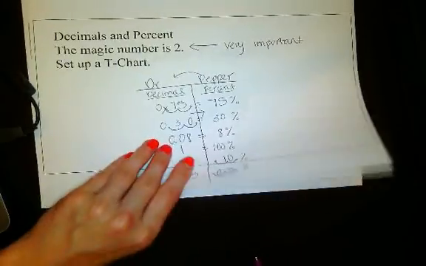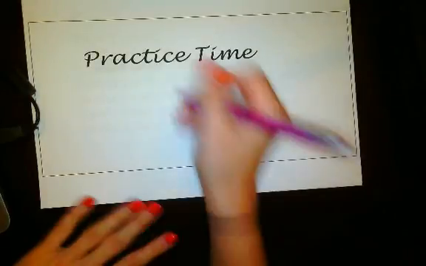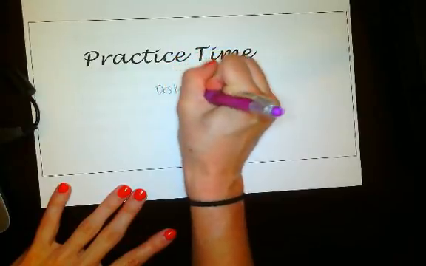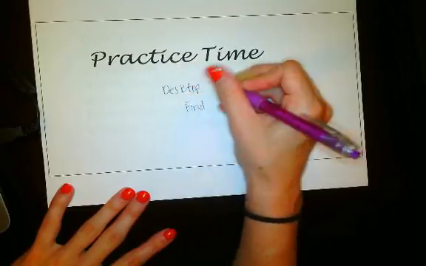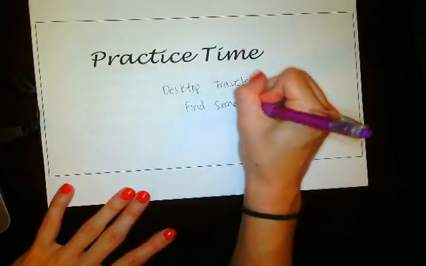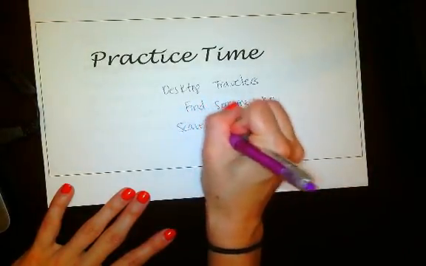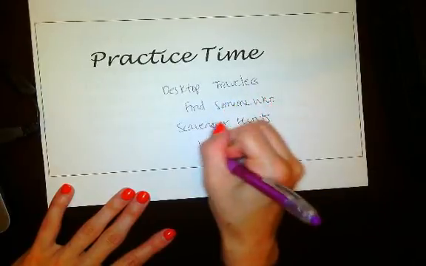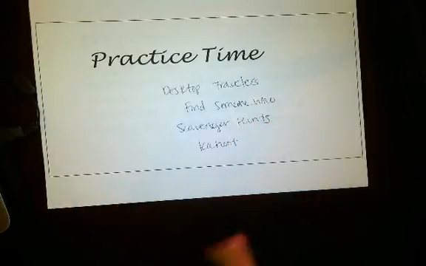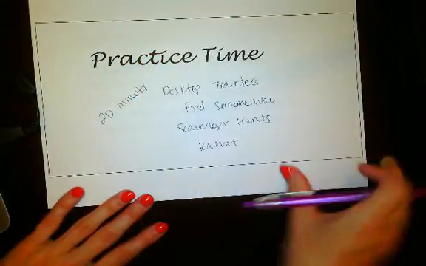Alright, so at this time I would practice. I have desktop travelers to go with this topic to get them up and moving. Find someone who. Scavenger hunts. Kahoot. You want to know who knows what they're doing and who doesn't. I would give them about 20 minutes to practice if you have the class time, and a full small group if you can.